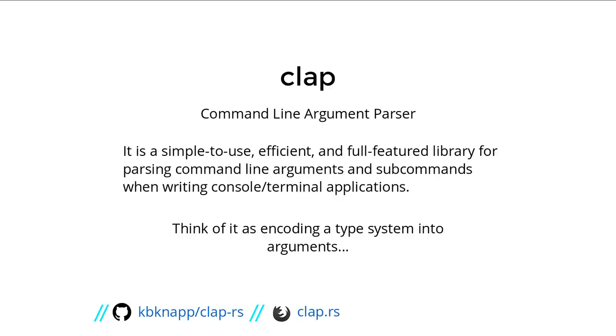The 5-second pitch: clap is a simple to use, efficient, full-featured library for parsing command line arguments and subcommands when writing console and terminal applications in Rust. You can think of it as encoding a type system into your arguments, or letting clap do a lot of the validation for you so that you don't have to.